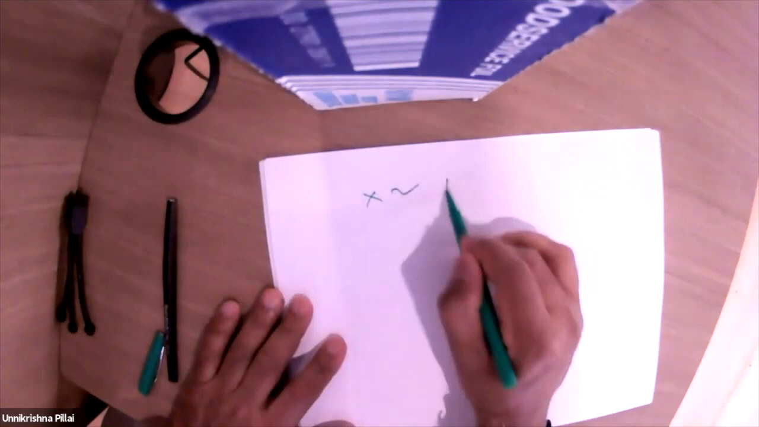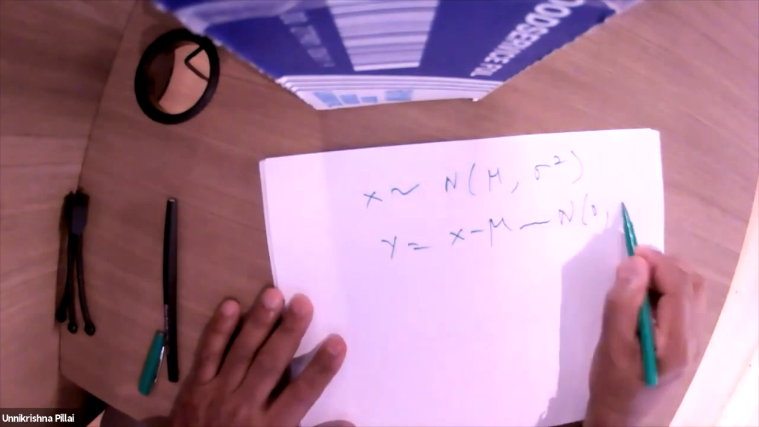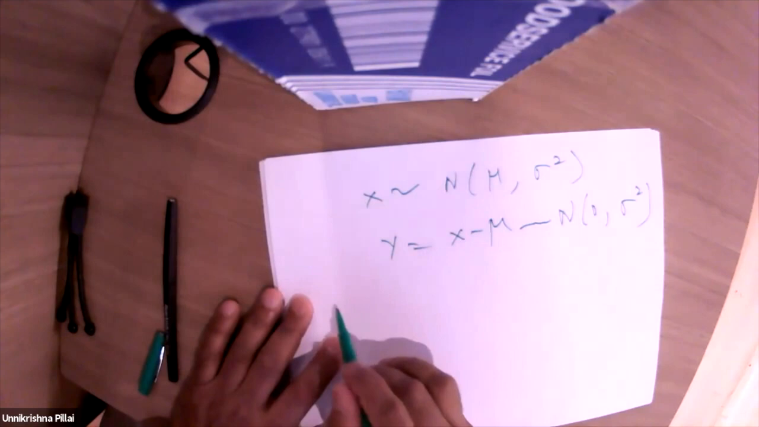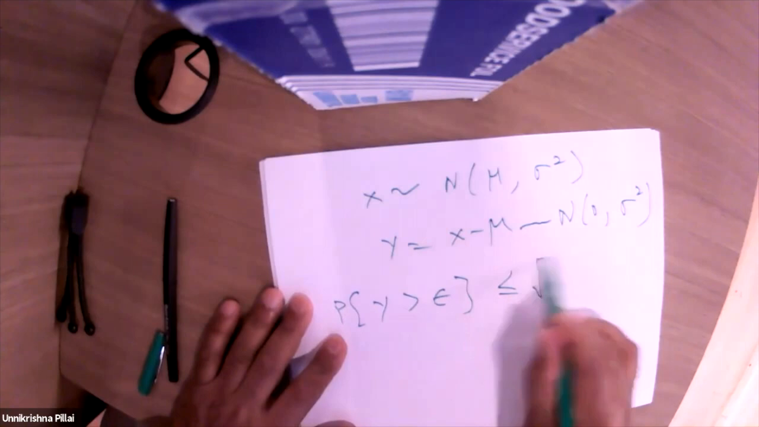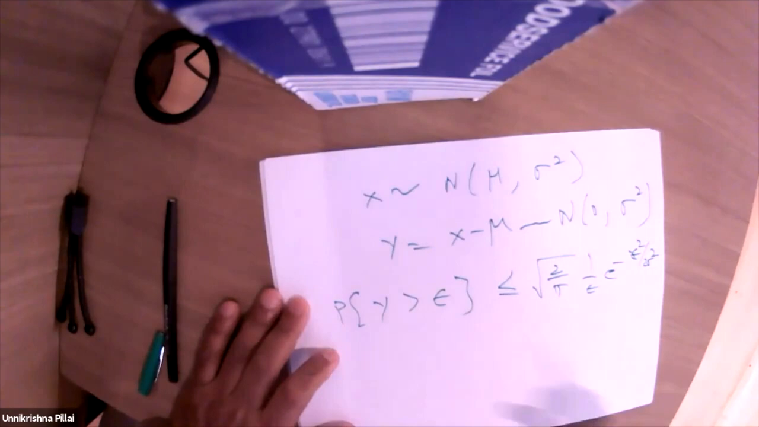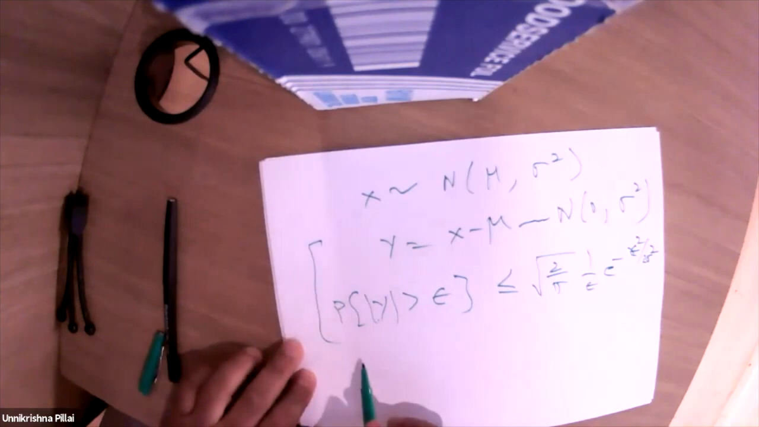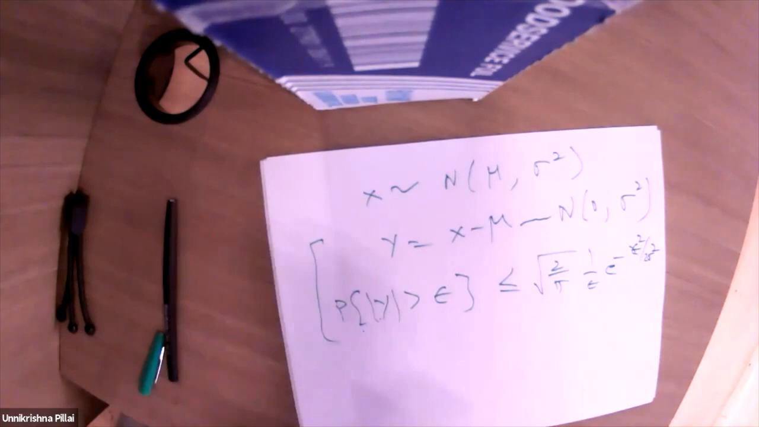There are multiple ways. If x is Gaussian with the mean mu and variance sigma squared, then you define y to be x minus mu. So y will be Gaussian with zero mean. This is the easiest way. So the tail probability for y greater than epsilon is less than or equal to our probability, 2 over pi, 1 over epsilon. Remember, it's only a translation. So this is the probability of y. This is what we have derived. But then if you make this simple transformation, the density function just gets shifted, that's all.